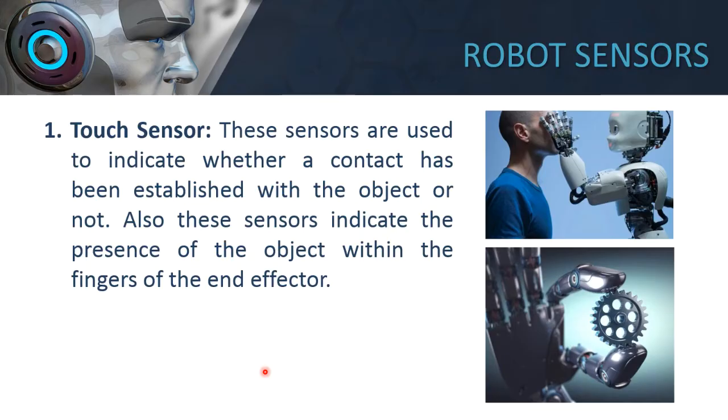Tactile sensors act as a skin for the robot. These sensors are used to indicate whether a contact has been established with the object or not. If you are grasping an object, you need to sense whether the wrist of the robot has made contact with the part which you are grasping or not. Also, these sensors indicate the presence of the object within the fingers of the end effector. You can see here there is a small gear which is being held in two fingers of a robot. If this has to be identified by a robot, then you need a touch sensor at the contact points of the gear.